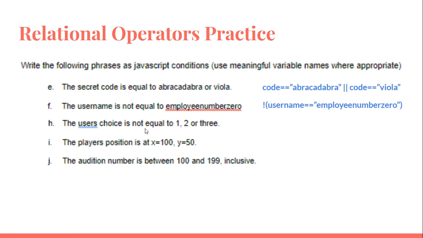The user's choice is not equal to 1, 2, or 3. That actually becomes not choice equals 1, and choice equals 2, and choice equals 3. This not should actually be outside of the parentheses here. Sorry, that's my error. So it should be a negation out there. Player position at x equals 100, y equals 50: x pos equals 100, and y equals 50.